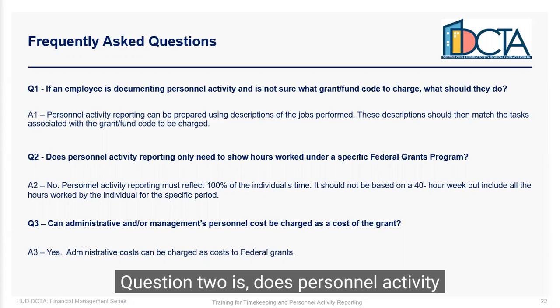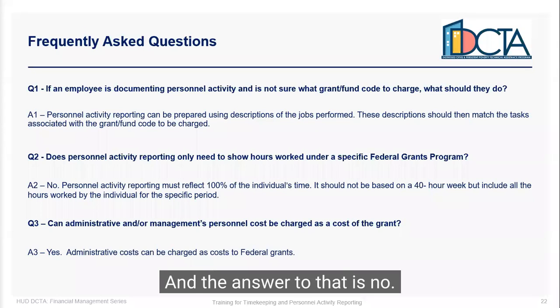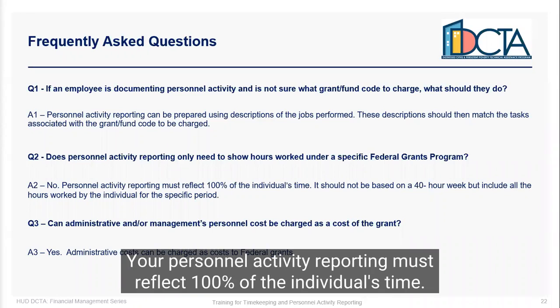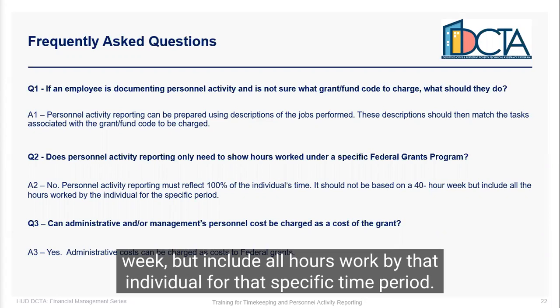Question 2 is, does personnel activity reporting only need to show hours worked under a specific federal grants program? And the answer to that is no. Your personnel activity reporting must reflect 100% of the individual's time. It should not be based on a 40-hour work week, but include all hours worked by that individual for that specific time period.